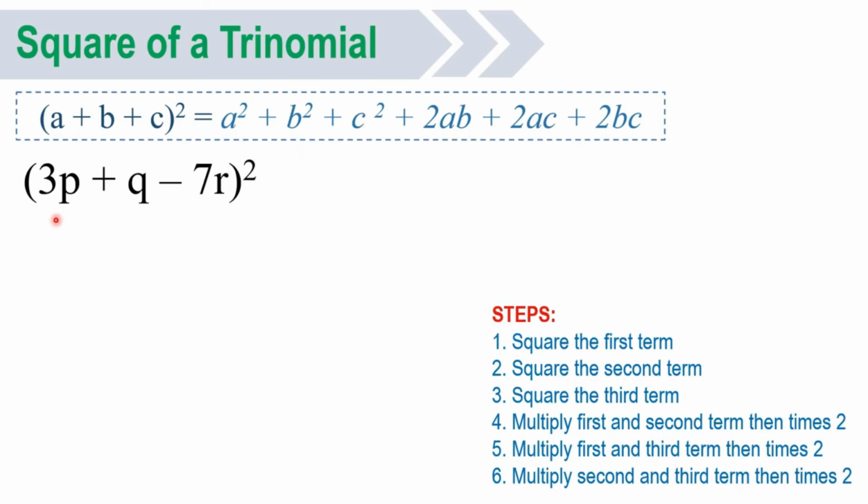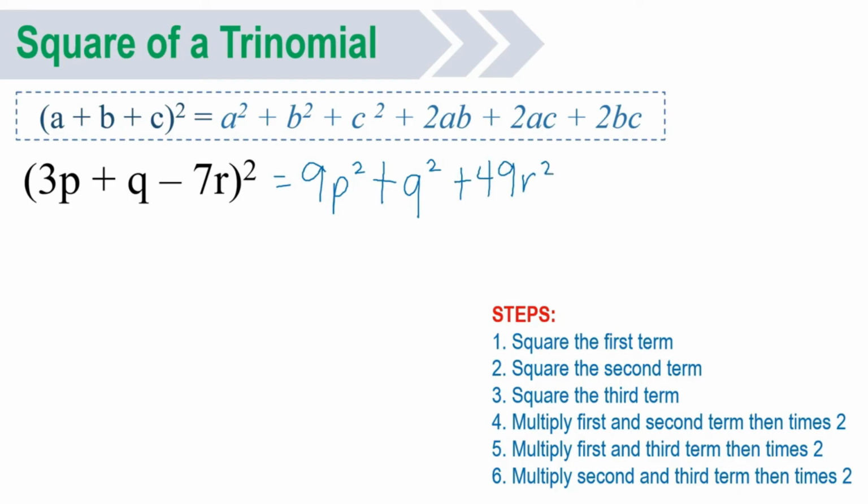Let's try another example. We have 3p plus q minus 7r squared. First step, square the first term. First term is 3p. 3p times 3p, you will have an answer of 9p squared. Then, square the second term. Second term is q. Q times q, that will be q squared. Third step, square the third term. So we have negative 7r. Negative 7 times negative 7, that will be positive 49. Then r times r is r squared.